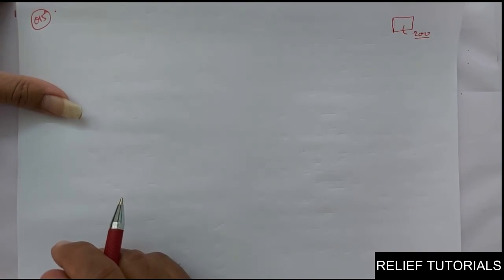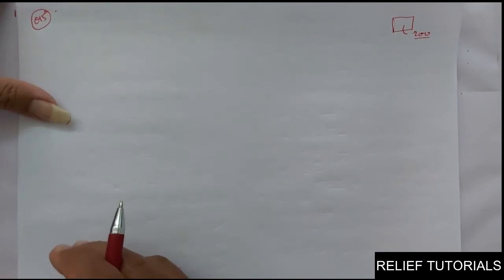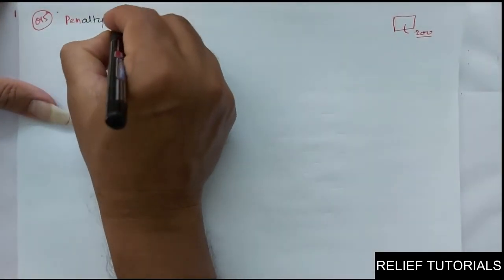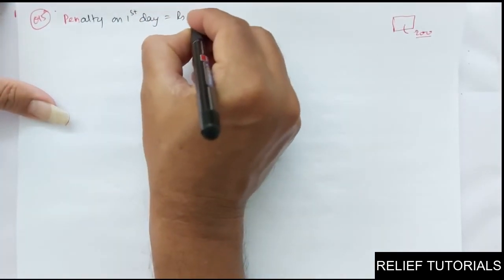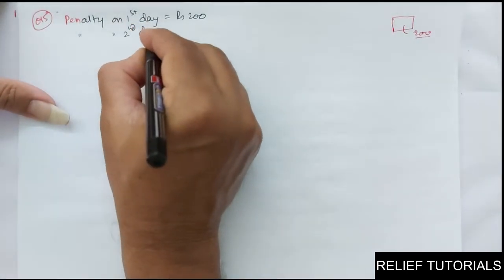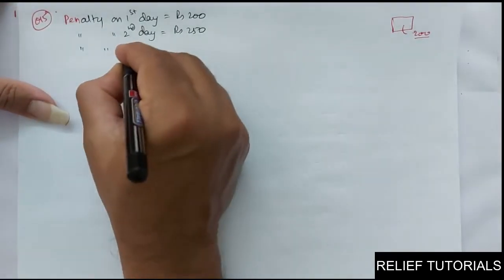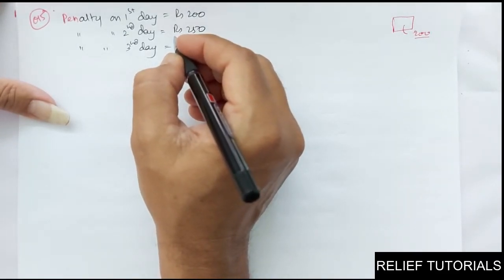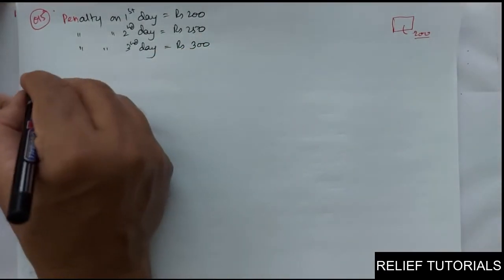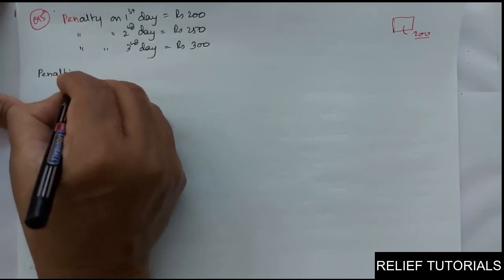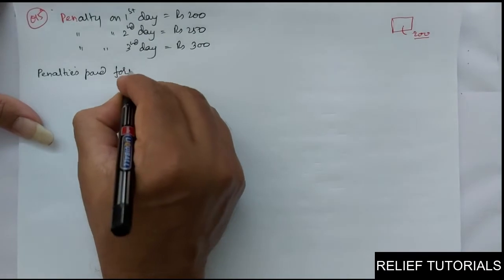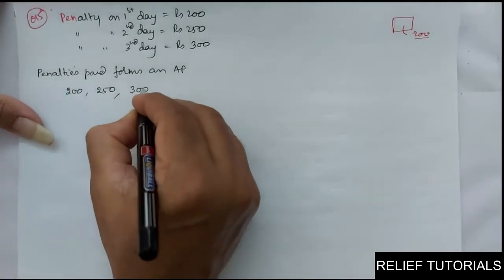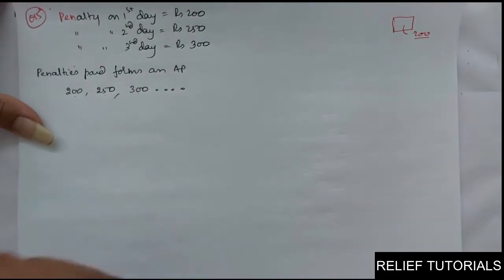So here, the penalty amount is 200 rupees for the first day. Okay, penalty 200 rupees for the first day, then 250 for the second day. So penalty on the first day is equal to rupees 200, penalty on the second day is equal to rupees 250, penalty on the third day is equal to rupees 300. Okay, and so on, and the penalty for each succeeding day will be 50 more than the preceding day. So we can say the penalties paid form an AP, that is 200, 250, 300, and so on. This is the first day, second day, third day.